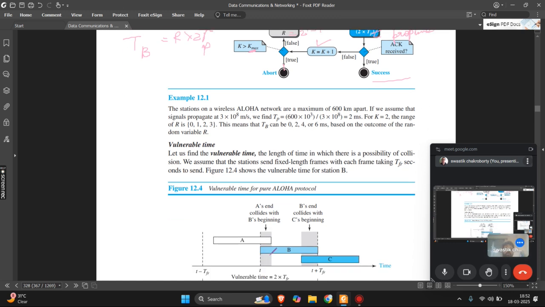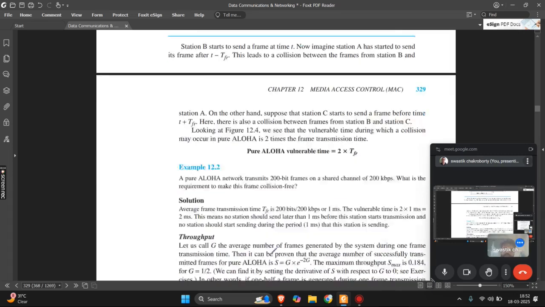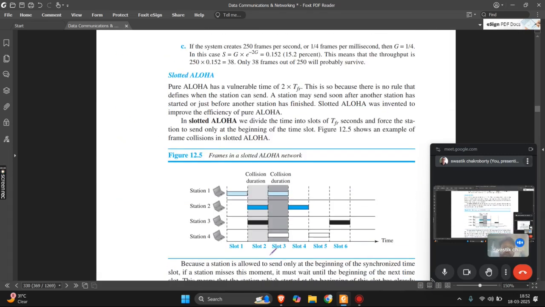So here we have a problem, and we will solve these problems later in the assignment. And next we will come to slotted ALOHA.